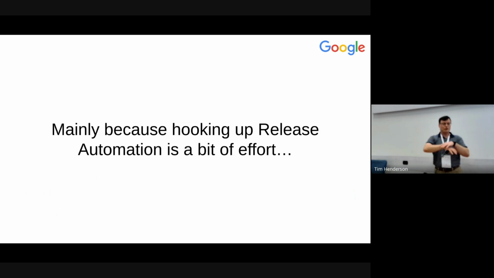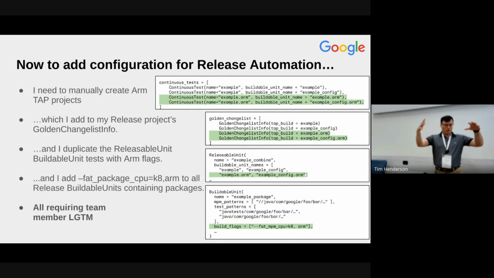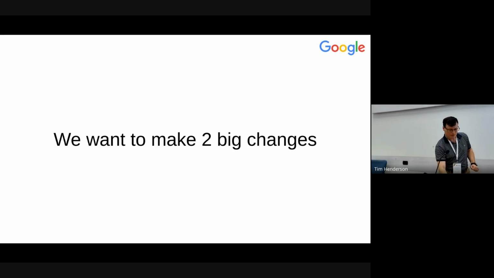Because hooking your CI projects up to the release automation is a bit of effort, you need to make many changes later on in the file to add everything together. So not only are you creating the CI projects, but then you're adding them in multiple places throughout the release configuration. This is something we've done to ourselves with our configuration format. But if we have to change every CI project at Google, and we have 300, 400,000 of them, this is a problem we have to solve.